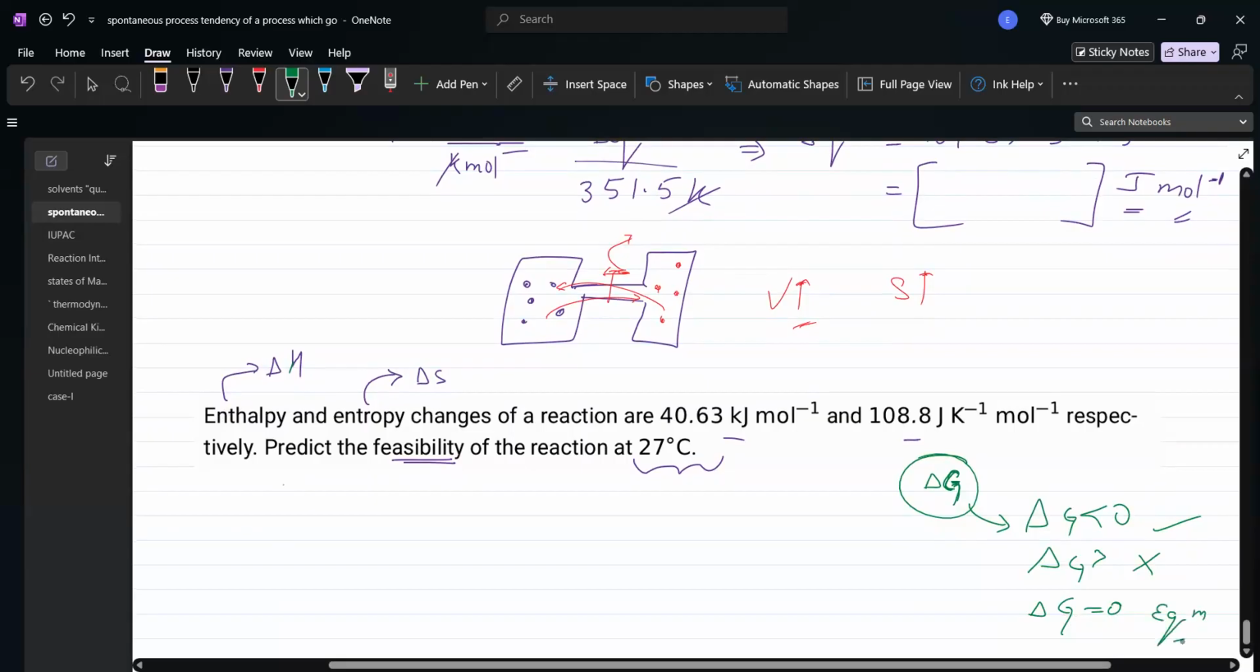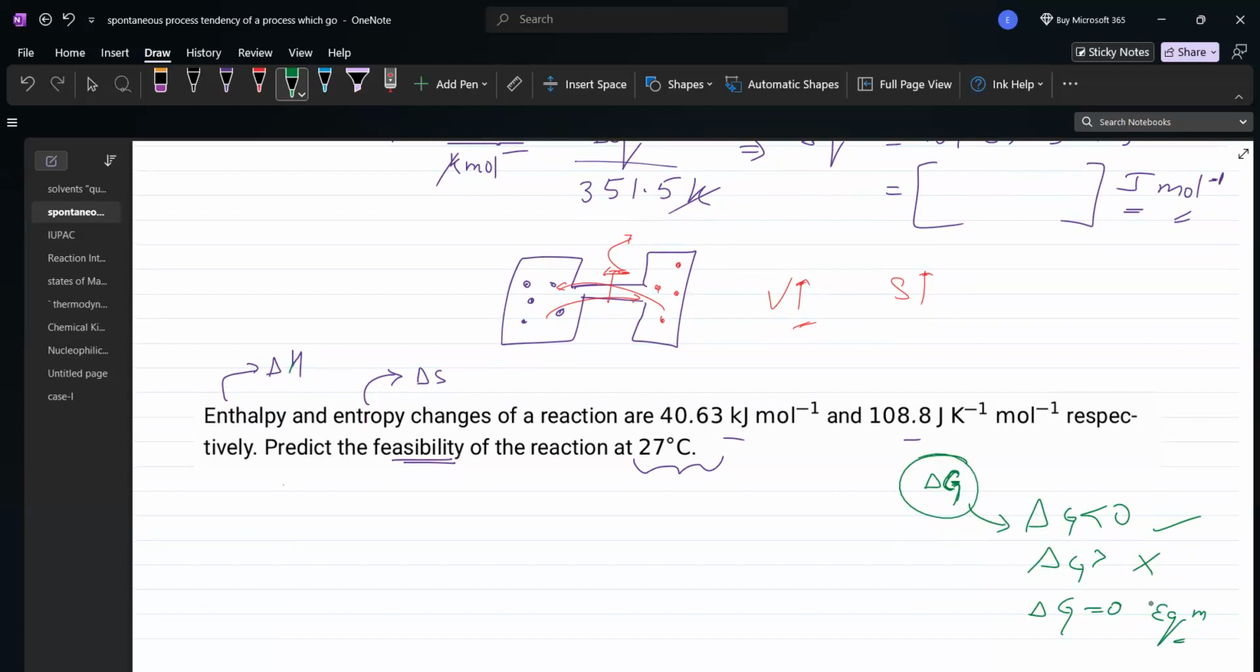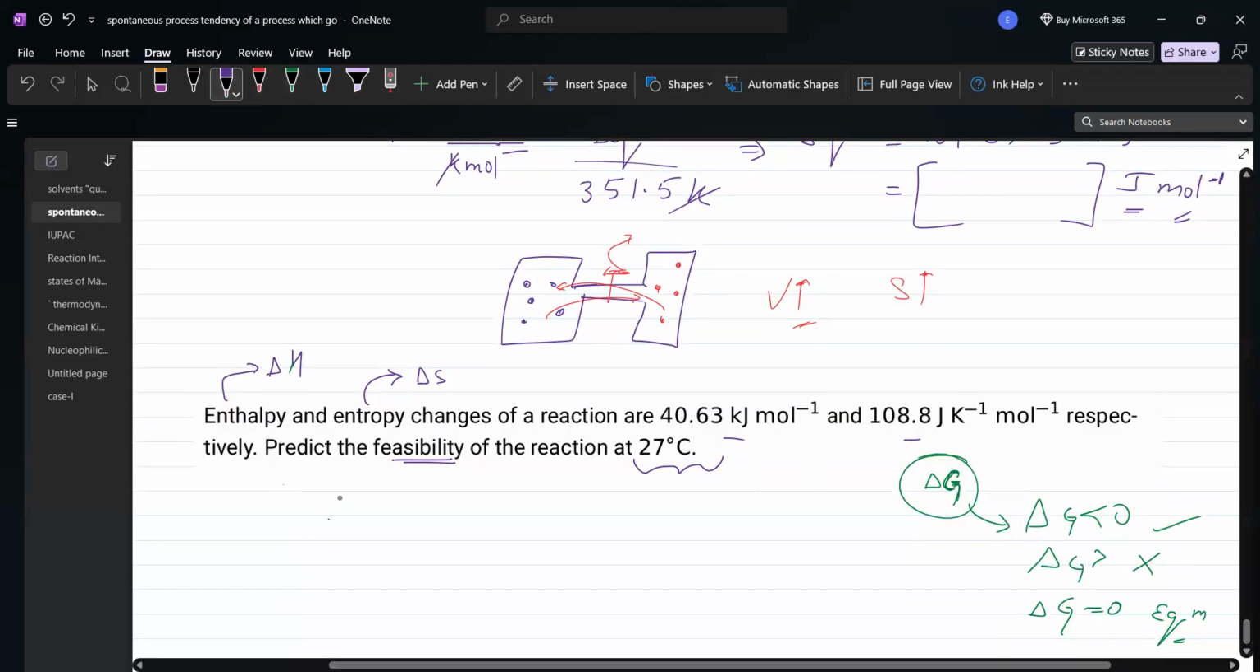This equilibrium comes up very much in this topic, but we will discuss it later in the equilibrium chapter. Now just solve the question. Use this formula: delta G is equal to delta H minus T delta S. And let me know what answer you are getting.